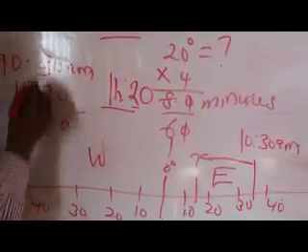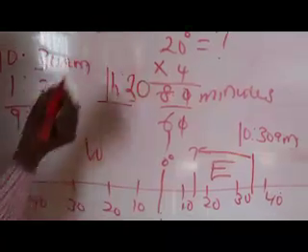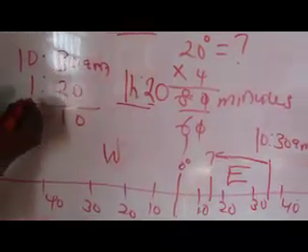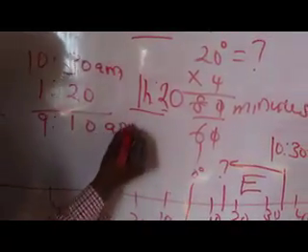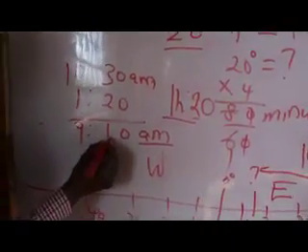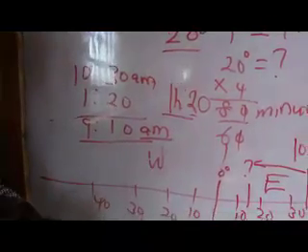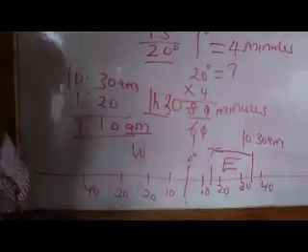So it will be 0, this is 1, this is 9. And it was a.m. and we have only minused 1 hour 20 minutes, so this one remains a.m. It will be 9:10 a.m. And that is how you are supposed to calculate time.